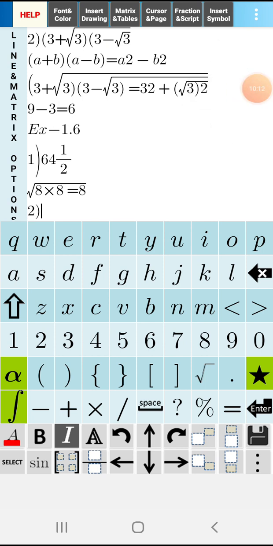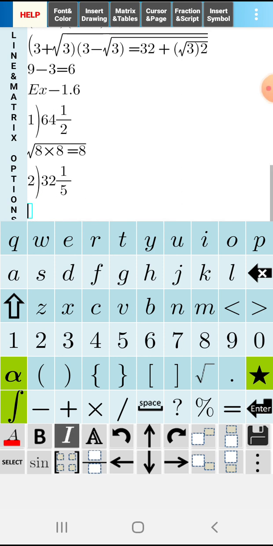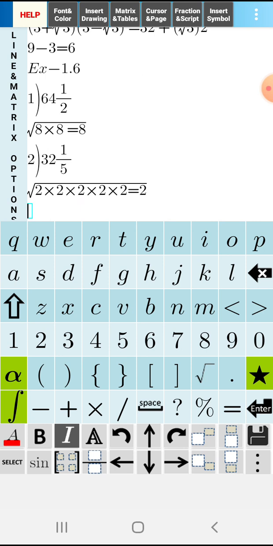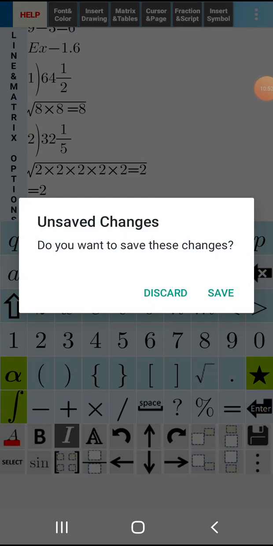The second question is 32 to the power 1 by 5. They have given 1 by 5, so by which number if we multiply it 5 times, we will get 32. See, 2 into 2 is 4, 4 into 2 is 8, 8 into 2 is 16, 16 into 2 is 32. Then we got it, so the answer is 2. Like that only, solve all the other problems.